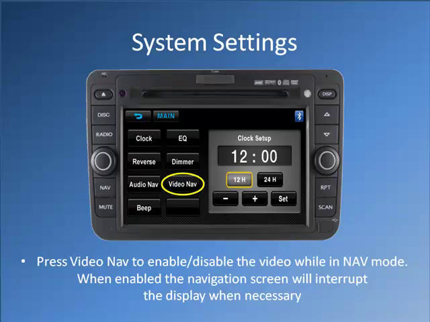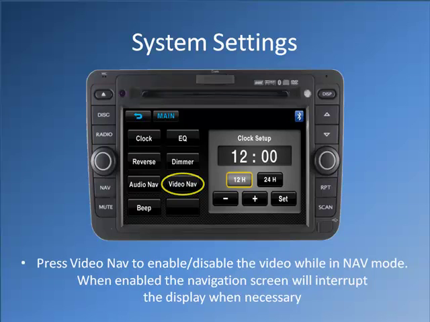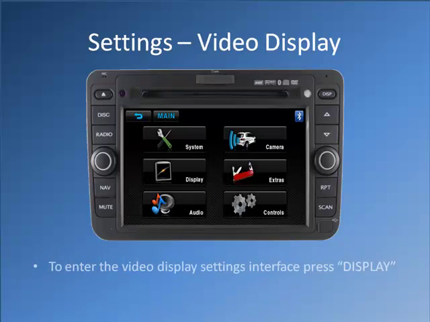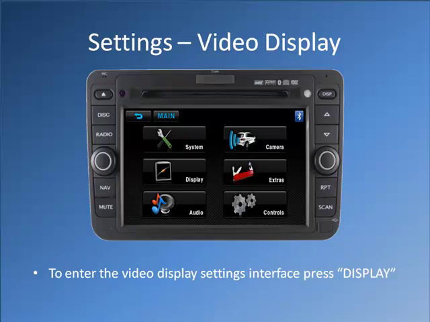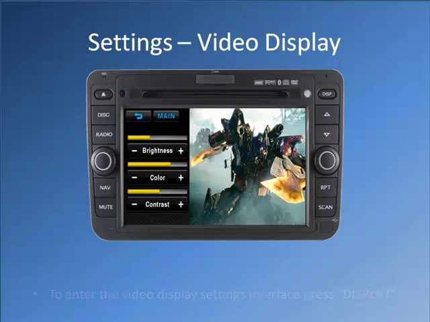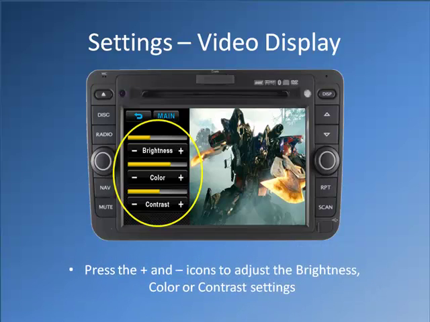Press Dimmer to enable or disable auto dimming. Press Video Nav to enable or disable the video while in nav mode. When enabled, the navigation screen will interrupt the display when necessary.